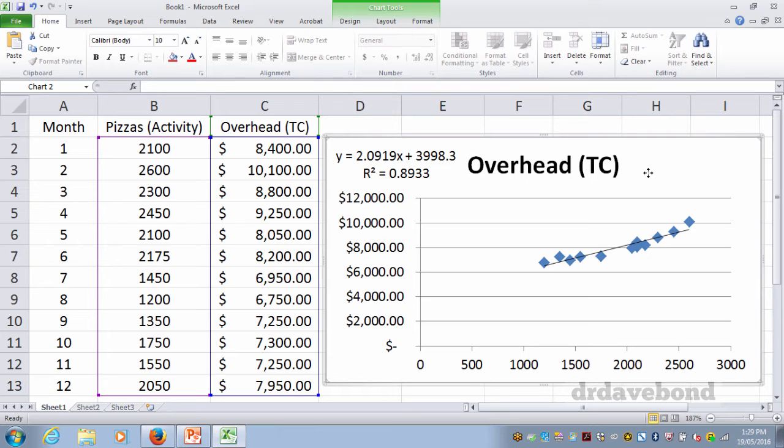What we have is y equals 3998, I'm just going to round off, plus 2.09x. So the fixed cost is nearly $4,000. So that's the fixed bit. If we didn't sell any pizzas, we're spending $4,000. And each additional pizza, in terms of the overhead cost, is $2.09. That's why we've done this, so we can unpack that.